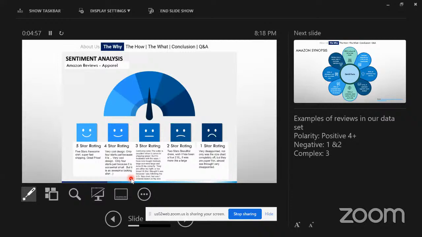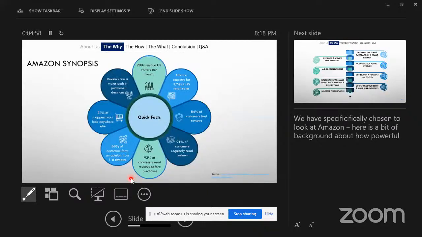Okay. So if we move on to Amazon as a company, we thought we'd deep dive into the client. Amazon accounts for 37% of US retail sales. Imagine being a retailer on Amazon, where reviews are very important. 84% of customers trust reviews, so having positive reviews helps you sell your products. As I said, I'm one of those people who regularly read reviews, and 91% of people do this as well. So that's literally most of the market checking before they buy your product.